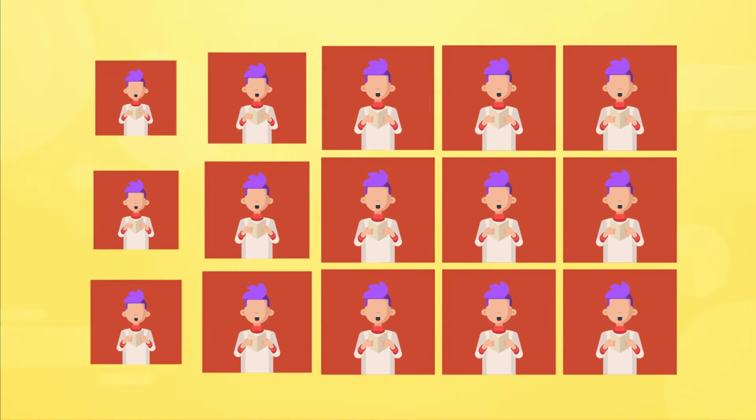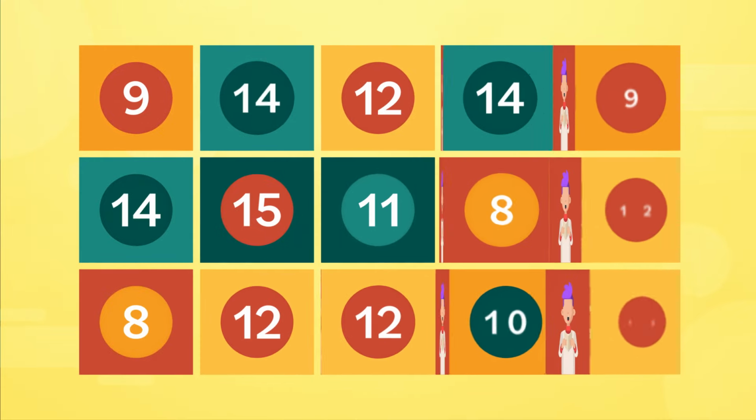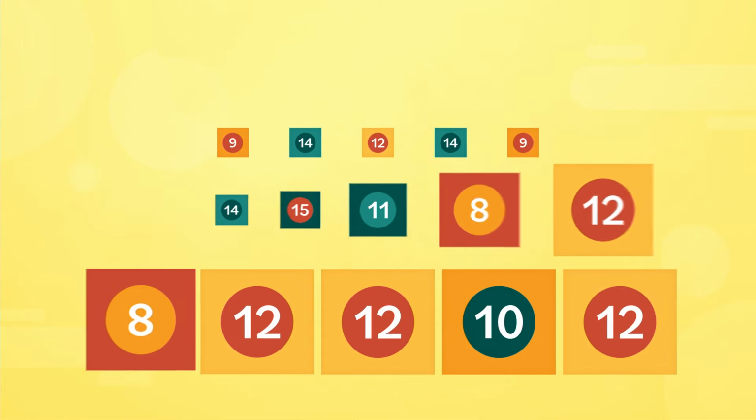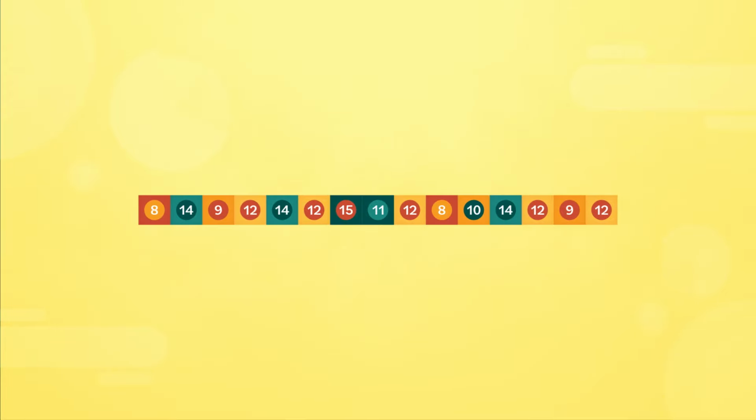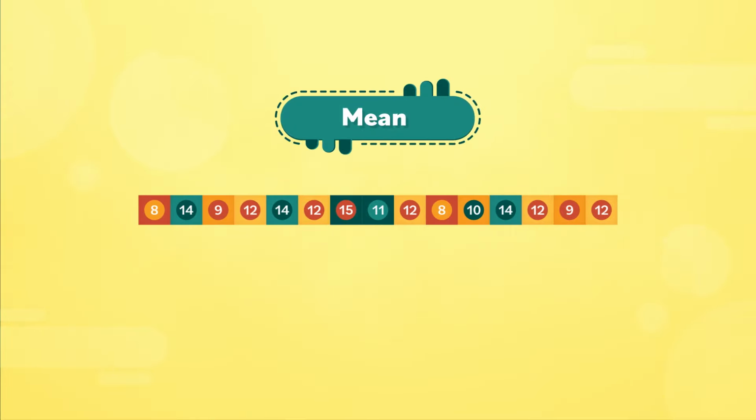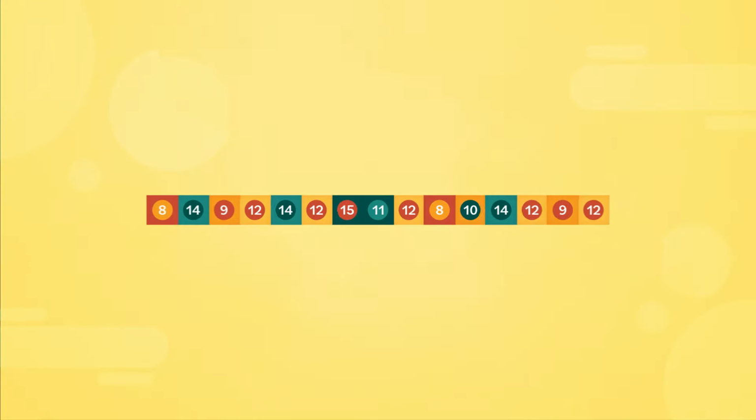There are 15 children in a choir, and they're all different ages. If we list their ages horizontally, it's easier to notice any trends. The mean refers to the average. In this instance, we want to calculate the average age.